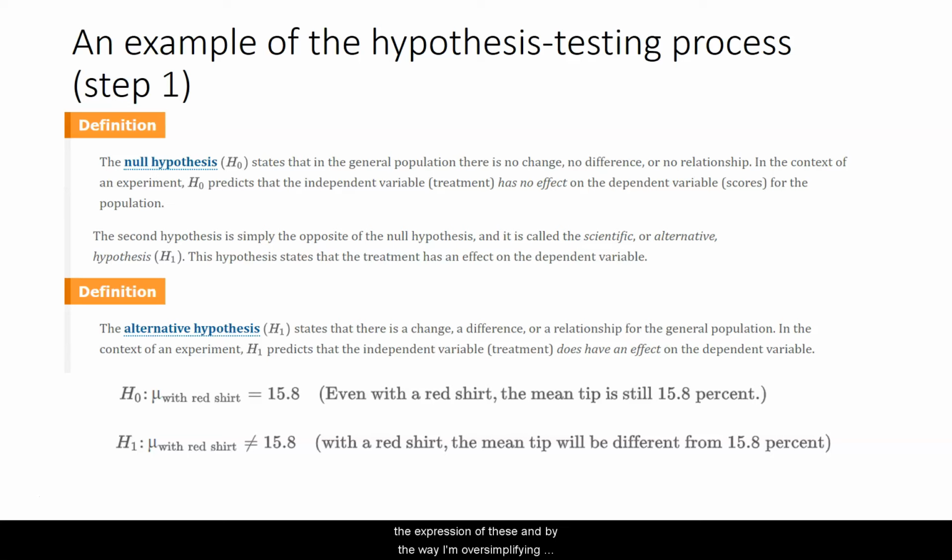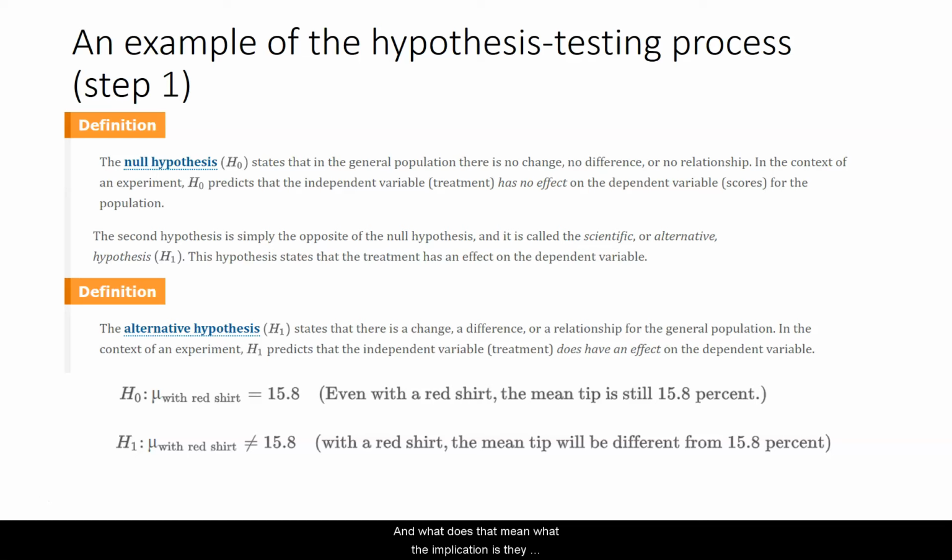And by the way, I'm oversimplifying here. We're speaking right now only of a quote unquote two-tailed test. What do I mean by that? Let's take each hypothesis individually. The first hypothesis says that the mean tipping rate under circumstances where the staff is wearing red shirts is 15.8%. What that means is it doesn't make any difference. Even with a red shirt, it doesn't deviate from the baseline. The alternate says it'll be different than 15.8.